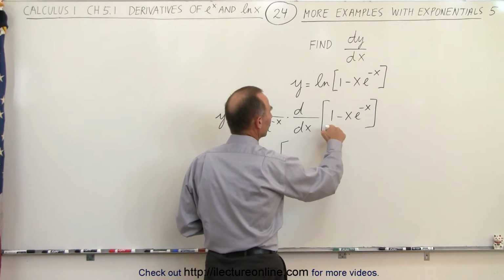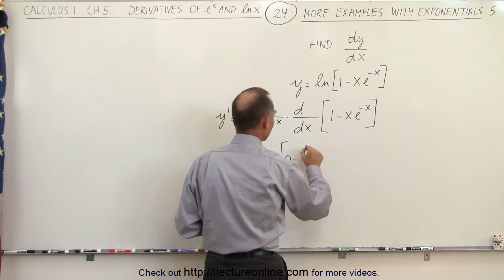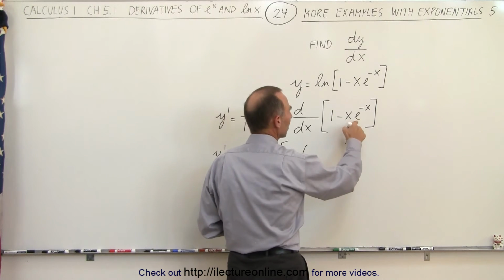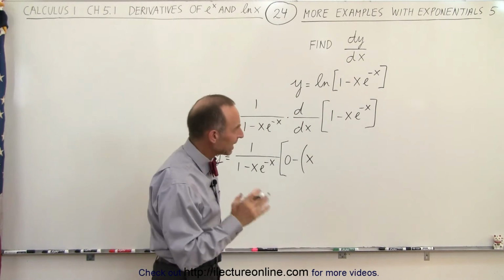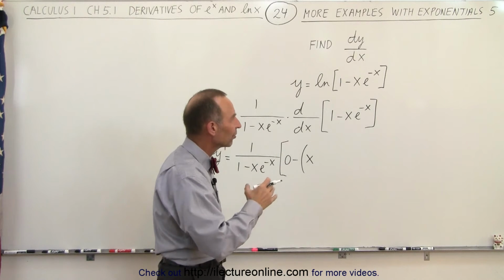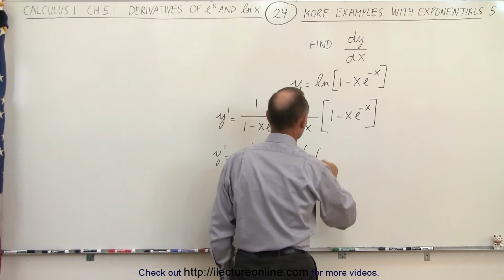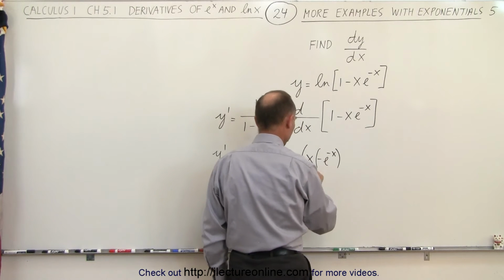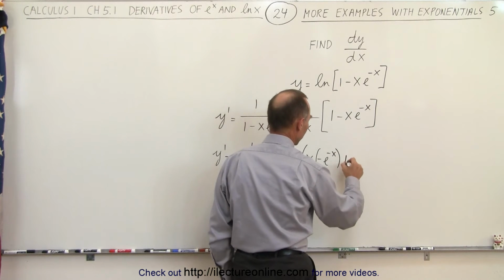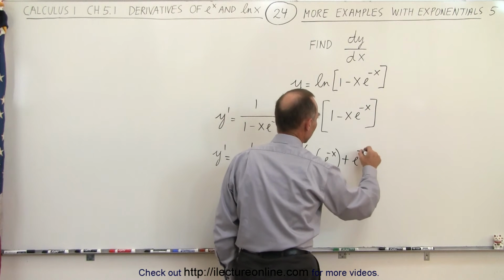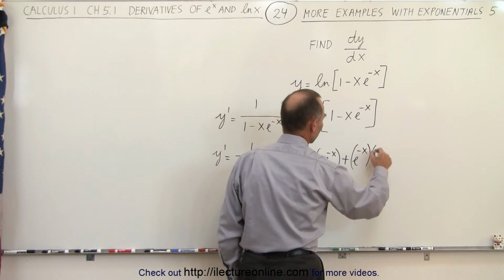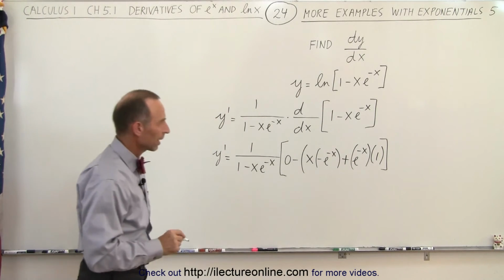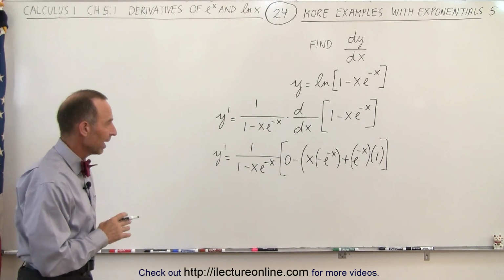So the derivative of 1 is 0 minus the derivative of a product. So we take the first times the derivative of the second. Now the derivative of e to the minus x is minus e to the minus x. So write this as minus e to the minus x. So we have the first times the derivative of the second plus the second, which is e to the minus x, times the derivative of the first, which is derivative of x, which is 1.